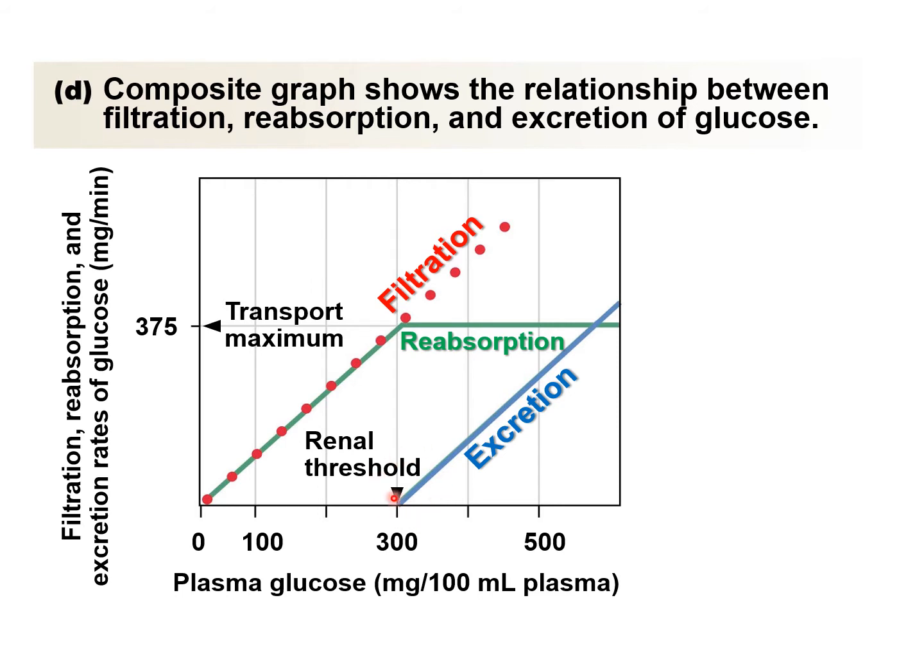That's renal threshold. This is just the graphical rendition of filtration minus reabsorption plus secretion. We're not secreting glucose in this case. So filtration minus reabsorption equals excretion. And up to 300, the reabsorption is equal to the filtration, so excretion is 0. But as soon as we hit 301, excretion becomes 1. Because we filtered 301, we reabsorbed 300 or so, and the remainder gets excreted. So it's just a graphical representation of what we've already talked about.